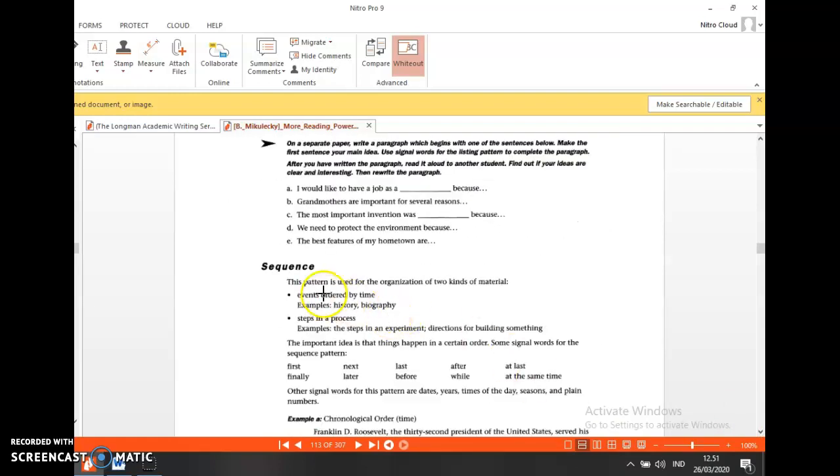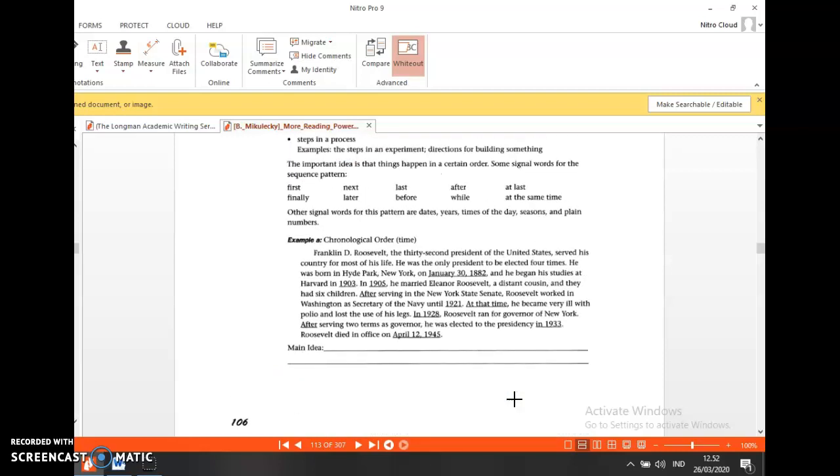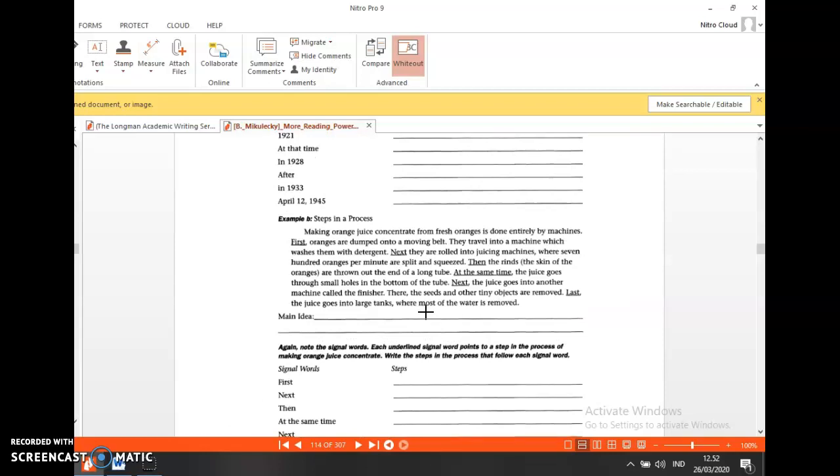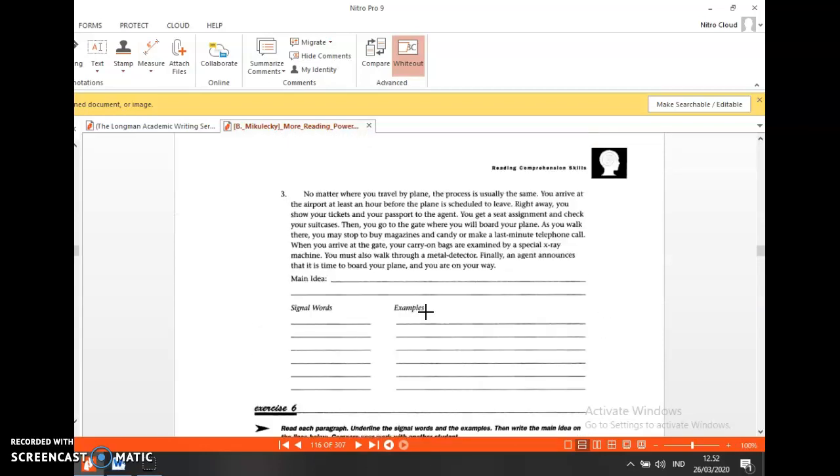We have sequence. This pattern is used for organization of two kinds of material. We will have events that are ordered by time, for example, history, biography, or steps in a process. For example, if you want to read a procedural text, you will see many steps there. Of course, you will see sequence. For example, you will have first, next, last, after, or finally. You have at the same time, and so on. Look at the example here. We use chronological order. We use time here, in January, in 1903, and so on. Okay, you do the exercise.